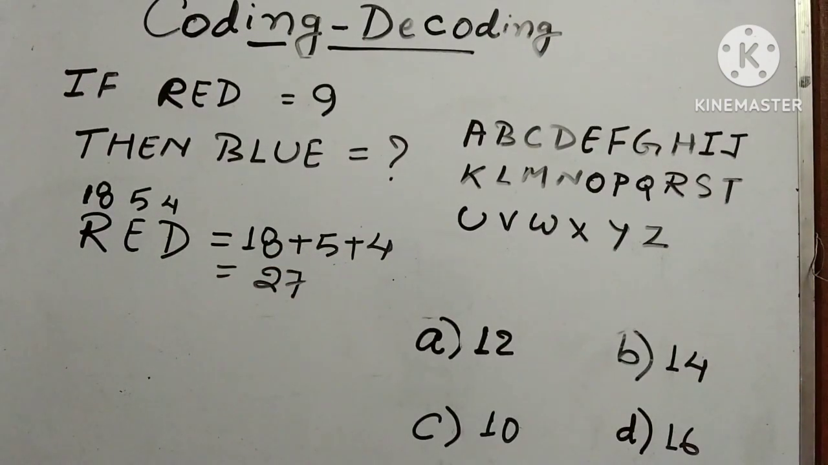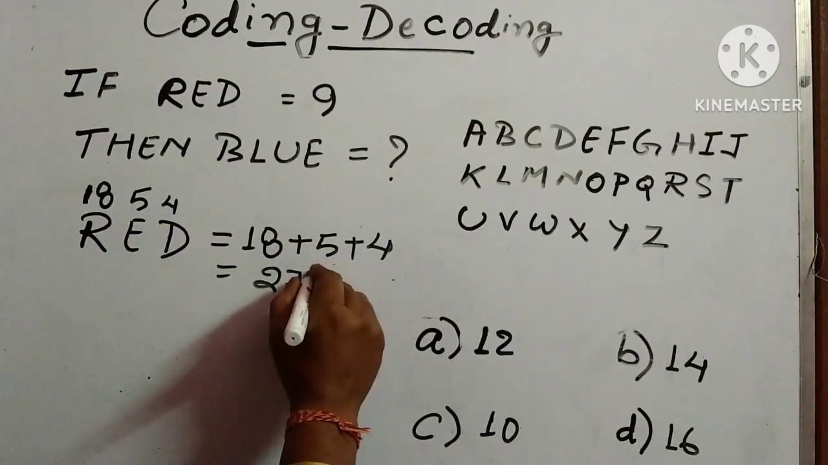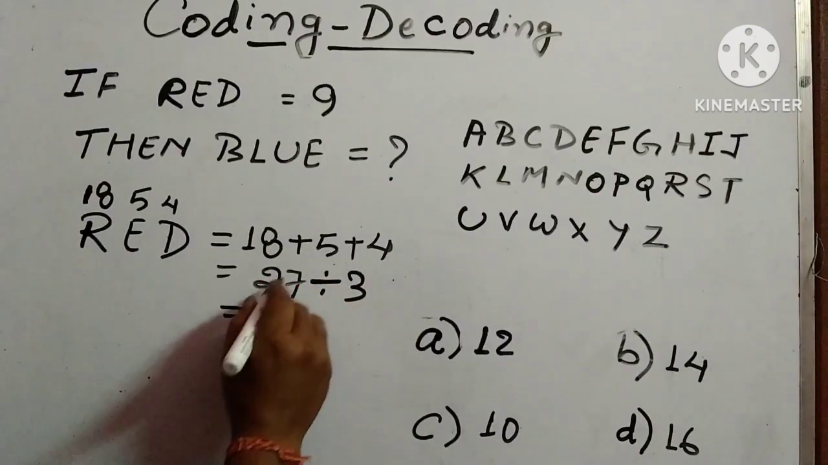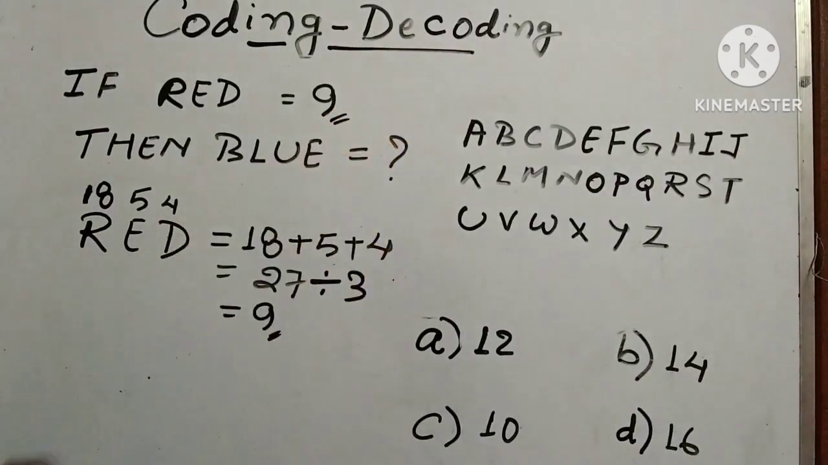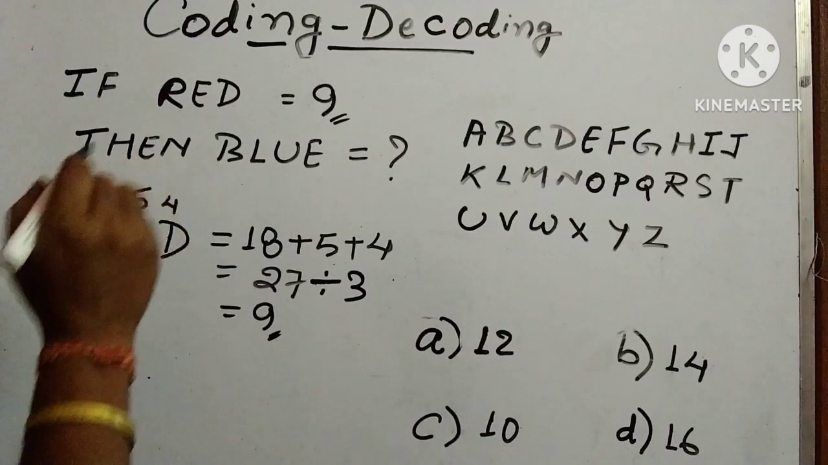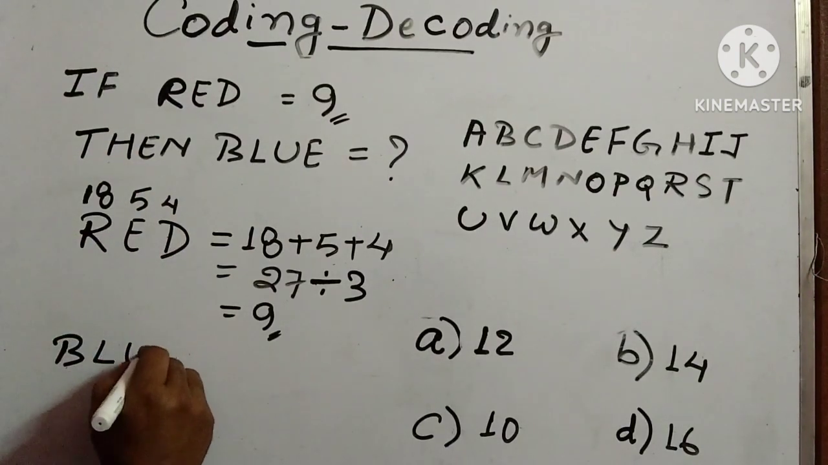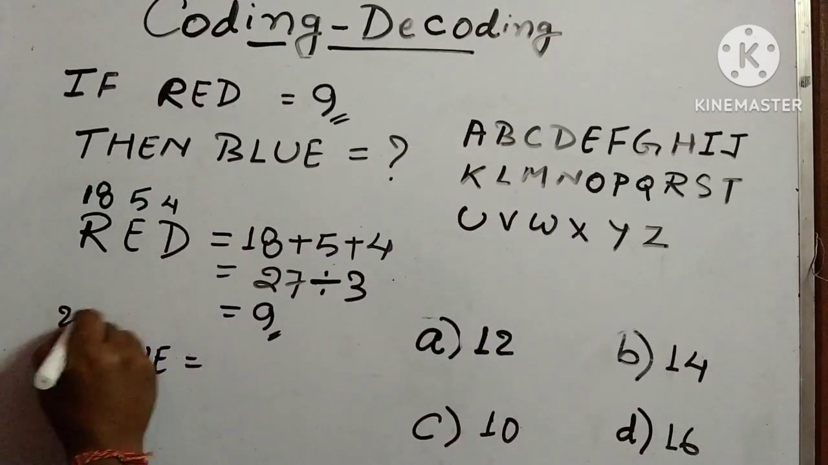Now, how many alphabets are there in red? 3 alphabets. So, we will divide this by 3. So, 27 divided by 3 is 9. So, 9 is given over here. That means we have to proceed in the same manner. So, we will write blue and we will write the position. So, B is the second alphabet.